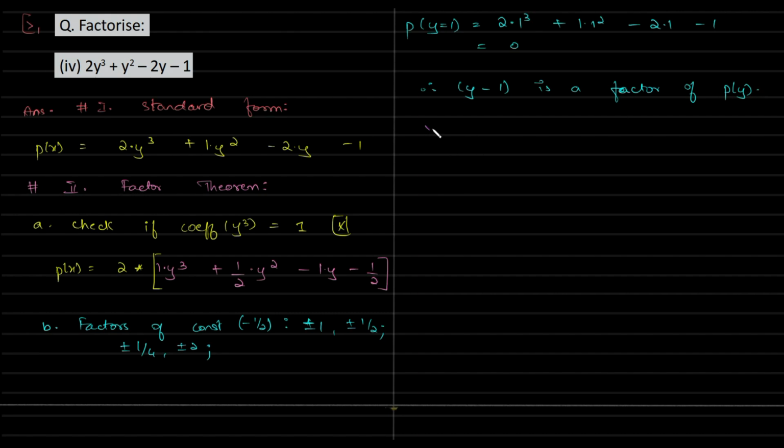So let's verify this. How will you verify this? Simple. Find the 0 of y minus 1. So by equating y minus 1 to 0, y is equal to 1. So you can clearly see, since both p of y and this particular polynomial have the same 0, and this is a linear equation, as per factor theorem, you can tell y minus 1 can divide p of y with a remainder 0.